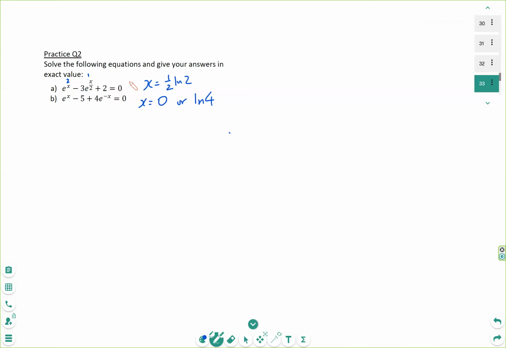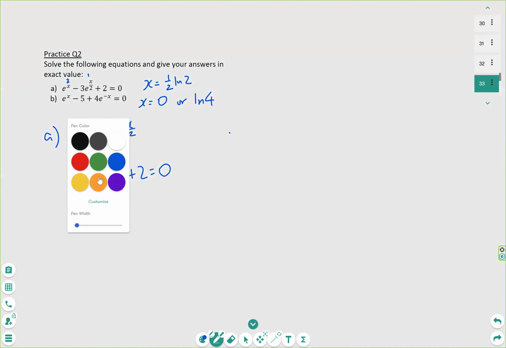Here are the final answers for A and B. If you got it right, well done, move on. But if you didn't, I'm going to go through with you why. Question A. As I've said, this is the middle term, so we let y equal e to the power of x over 2. So we have y squared minus 3y plus 2 equals 0.